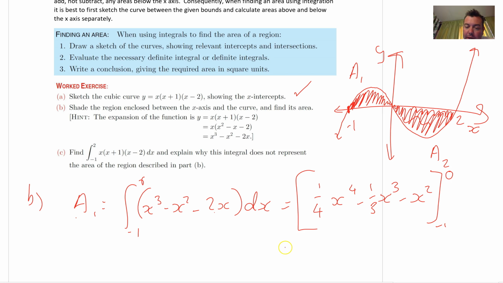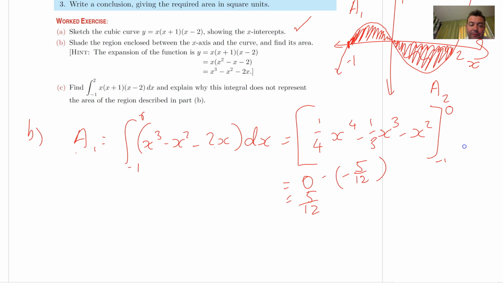So I put 0 through there, I get nothing. I put the -1 through there, I get 0 minus negative 5/12, which equals, of course, 5/12. That's the first area. This one here, 5/12.